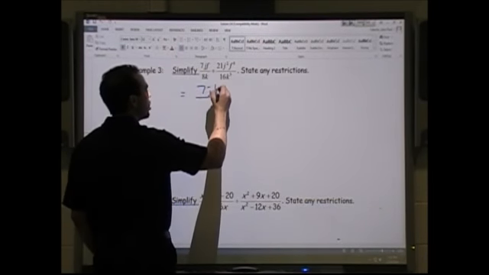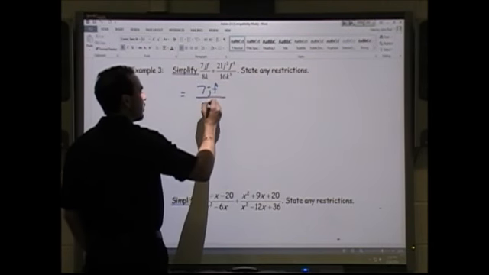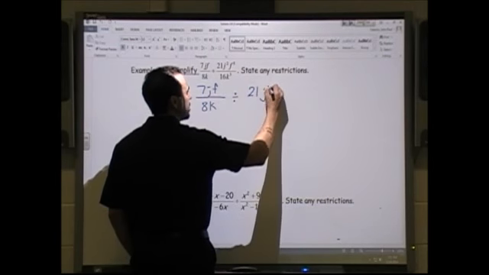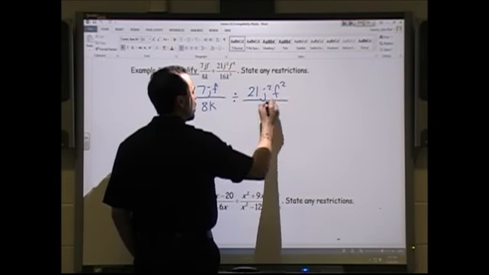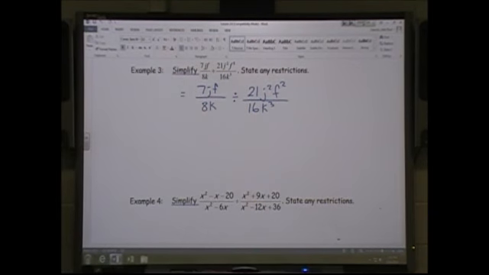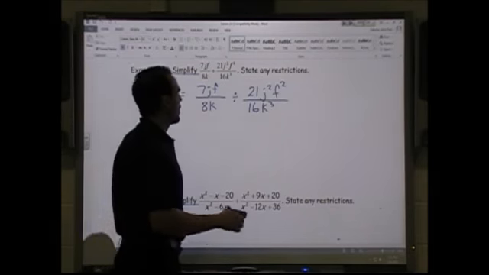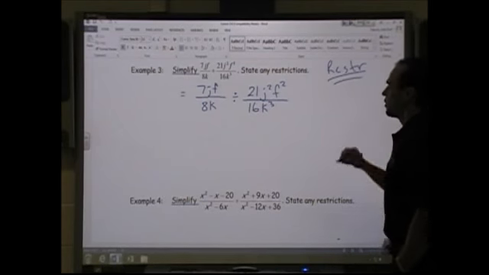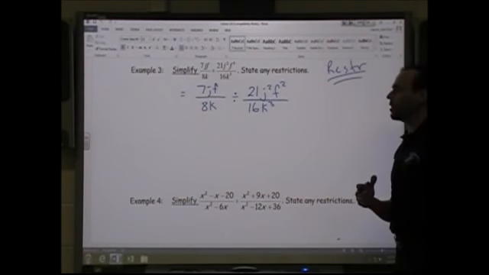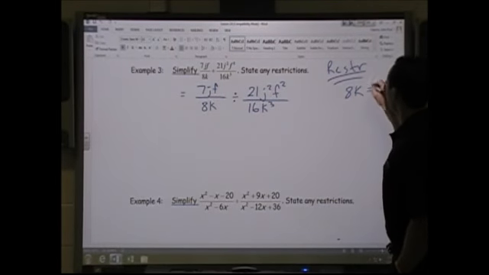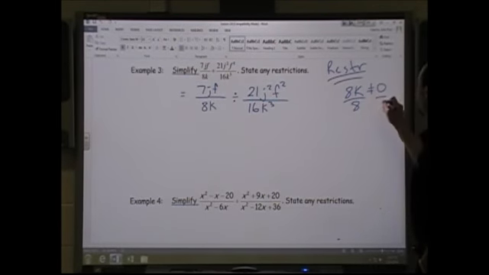So 7jf all over 8k divided by 21j squared f squared all over 16k cubed. And then if you take a look at coming up with the restrictions, because that's the next step, the restrictions means the denominators can never equal 0. So this 8k, that cannot equal 0. If you divide both sides by 8, that just means k cannot equal 0.